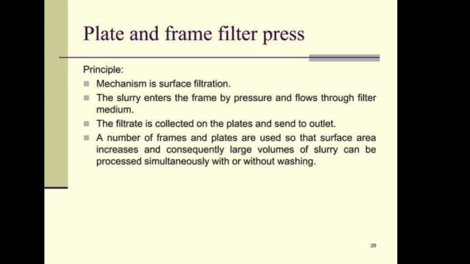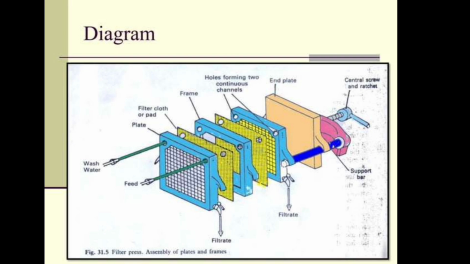Plate and frame filter press. Principle: mechanism is surface filtration. The slurry enters the frame by pressure and flows through the filter medium. The filtrate is collected on the plate and sent to outlet. A number of frames and plates are used so that surface area increases and consequently large volumes of slurry can be processed simultaneously with or without washing.